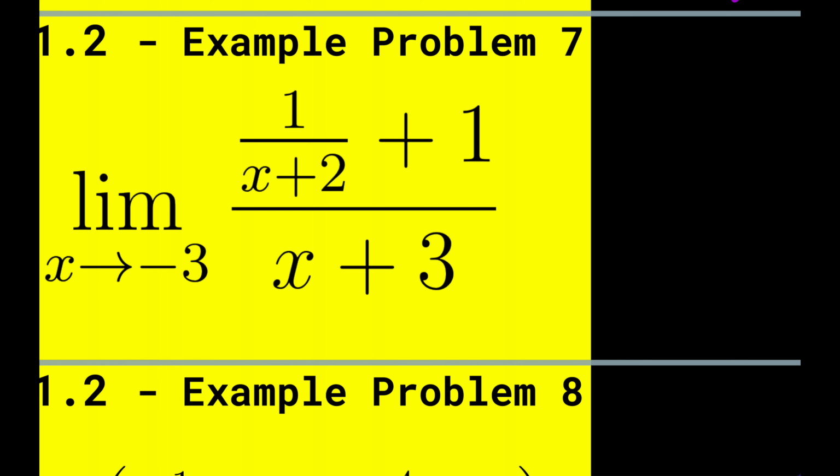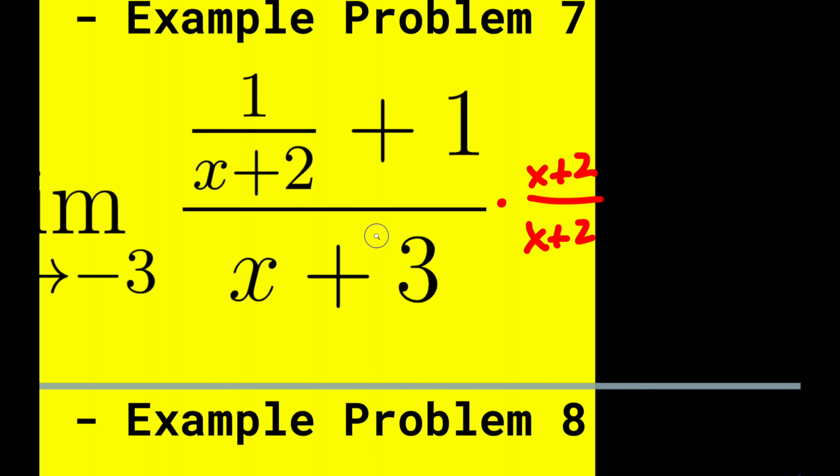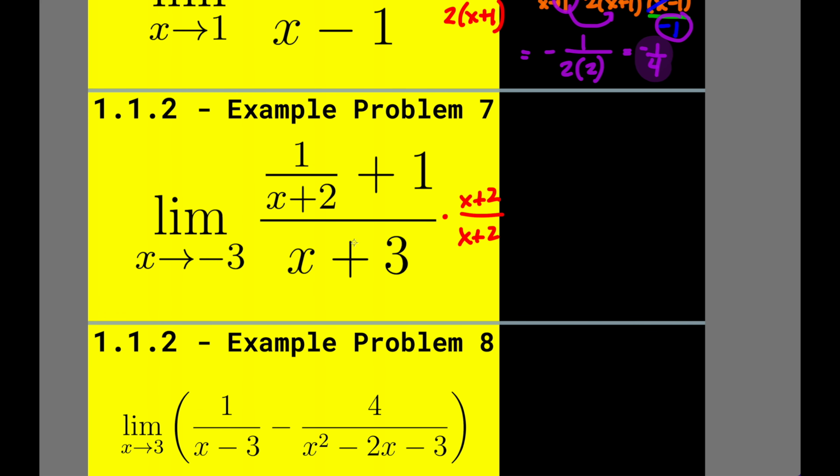Same kind of thing with a complex fraction. We have this fraction on top of a fraction here. So what we're going to do is multiply the top and the bottom by that denominator. So I'm going to multiply by (x plus 2) over (x plus 2). I guess the first thing I should do is try direct substitution. And if you do direct substitution, you end up with 0 over 0.